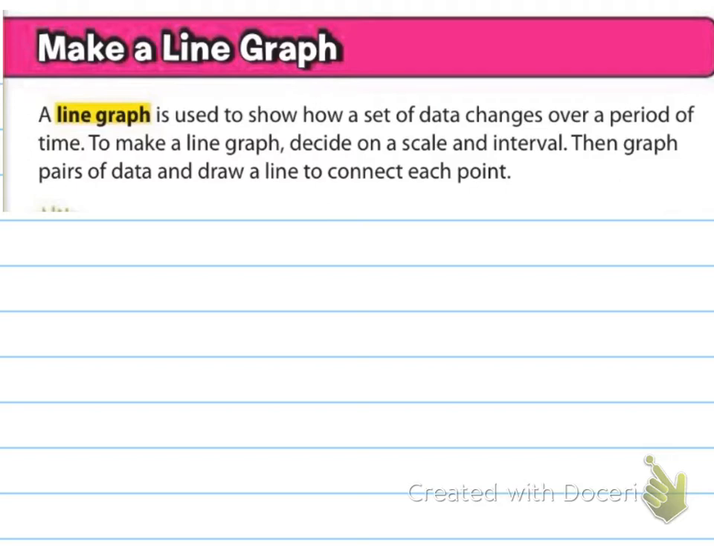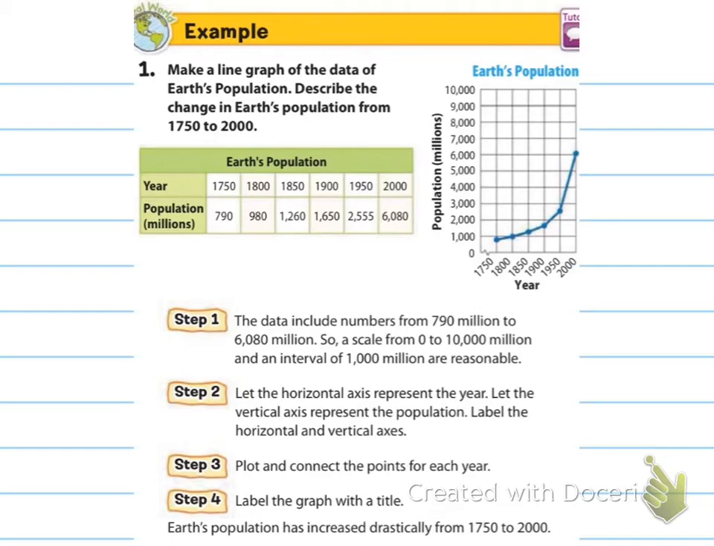Alright, so making a line graph. It says a line graph is used to show how a set of data changes over a period of time. So to make a line graph, decide on a scale and interval, and then graph pairs of data and draw a line to connect each point. So here they're going to take us step-by-step through making a line graph. It says make a line graph of the data of Earth's population. Describe the change in Earth's population from 1750 to 2000. So in 1750 all the way up to year 2000, the population has gone from 790 all the way up to 6,080 million.